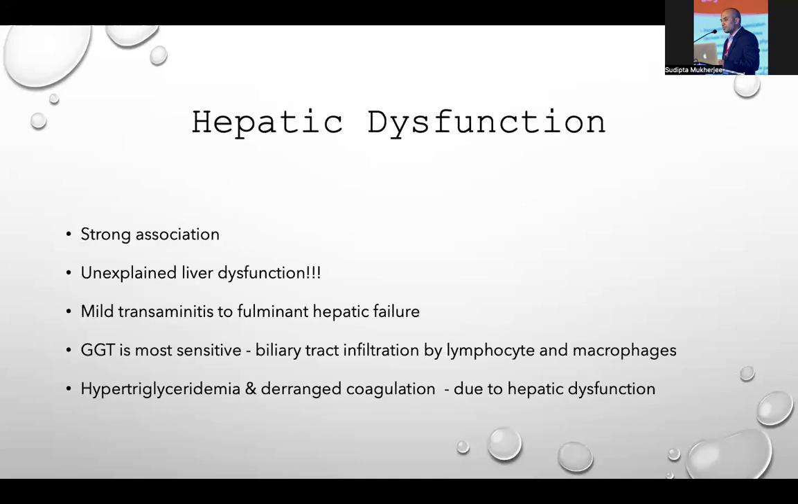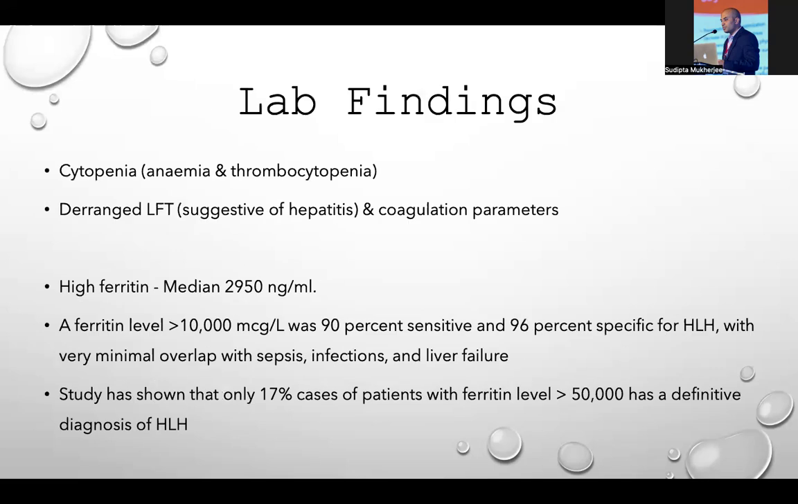For hepatic dysfunction, there is a strong association. These patients usually have unexplained liver dysfunction. It can vary from mild transaminitis to fulminant liver failure. GGT is the most sensitive because of biliary tract infiltration by lymphocytes and macrophages, and eventually that leads to hypertriglyceridemia and deranged coagulation in this subgroup of patients.